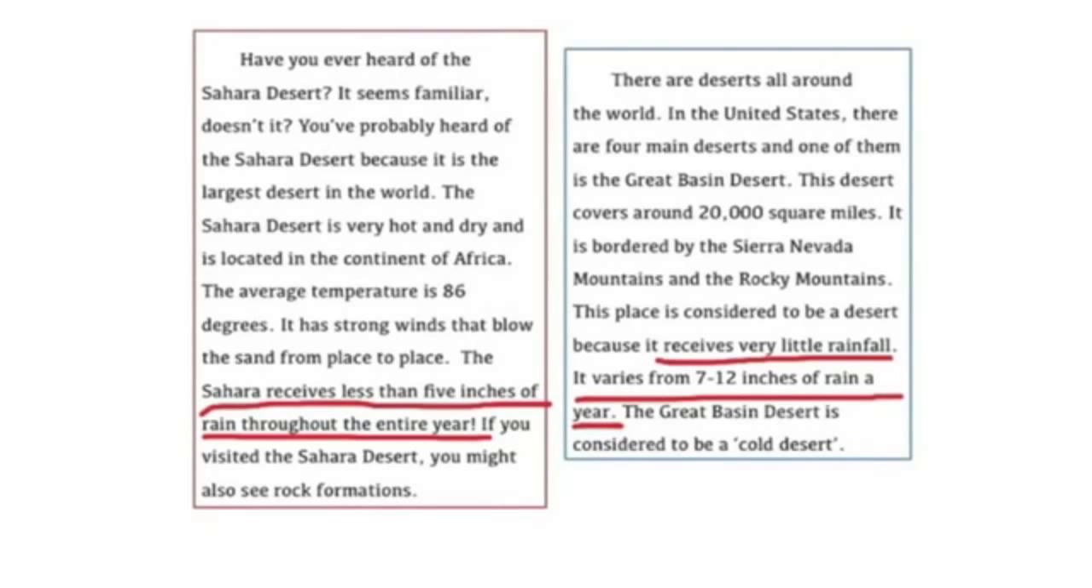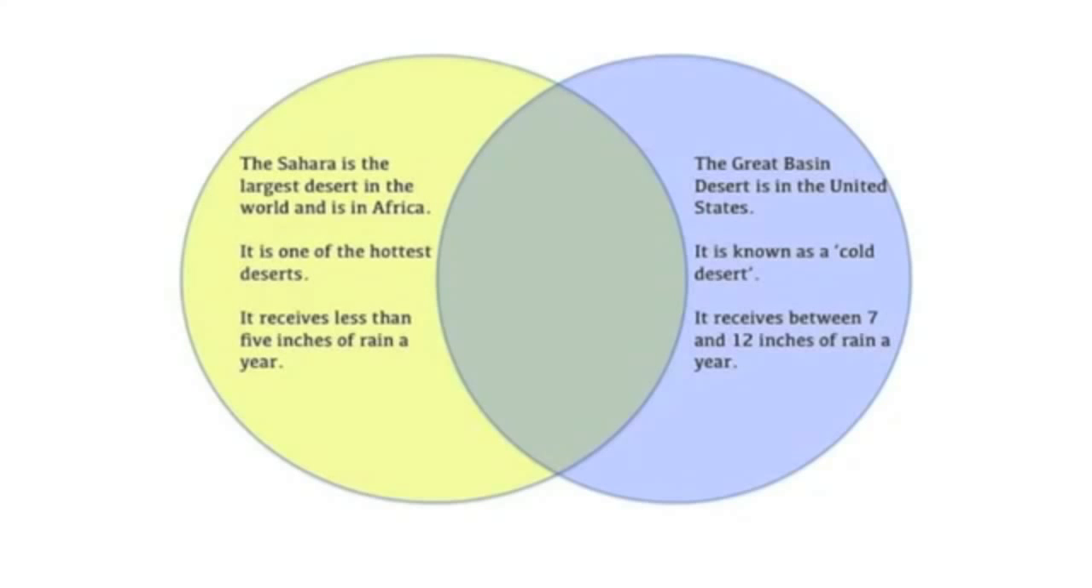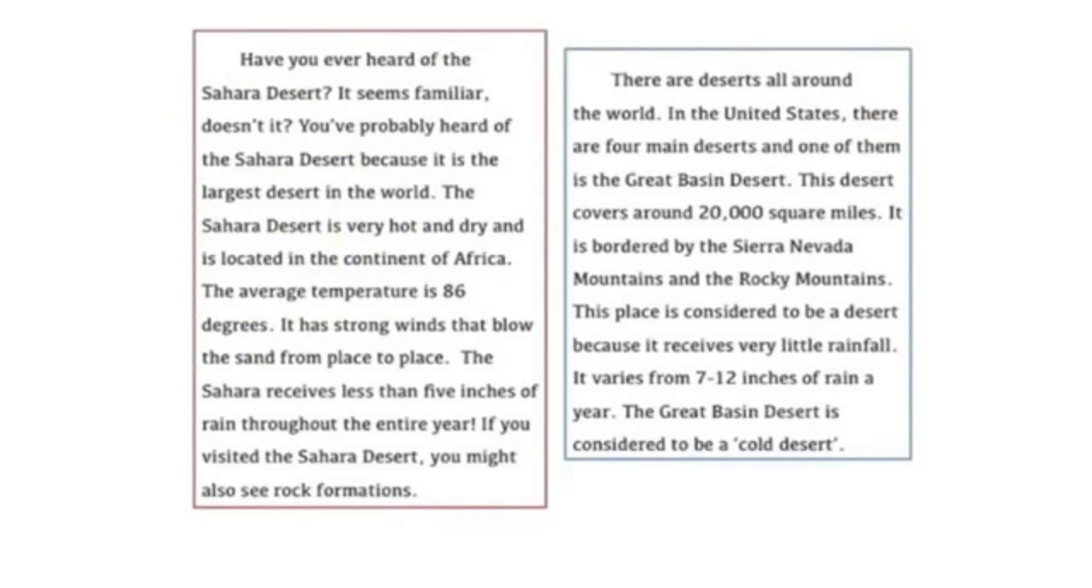Now I can put this information in a Venn diagram. As you can see, I placed the differences for the Great Basin Desert and the Sahara Desert on the outside of my Venn diagram. Now I'm going to go back and reread to find similarities to place in the middle. Here are my articles again. I'm now going to look for ways that these two articles are the same.